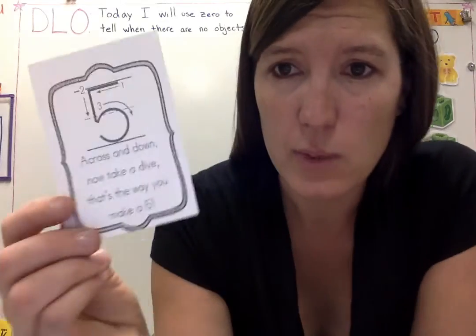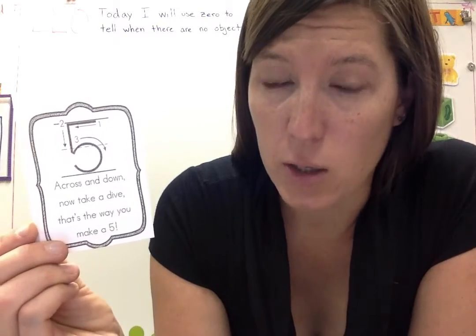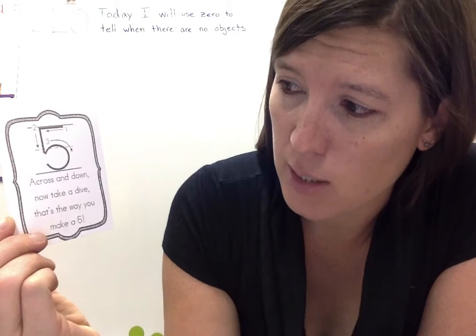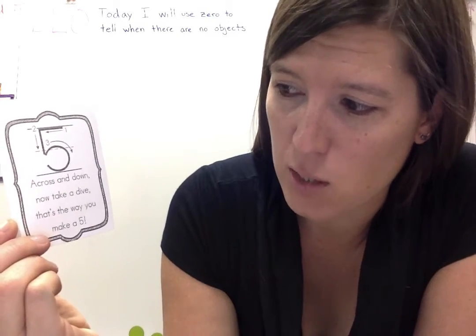Last one. This is the number 5. It also has a couple extra steps. It has straight lines and curves. Across and down. Now take a dive. That's the way you make a 5.